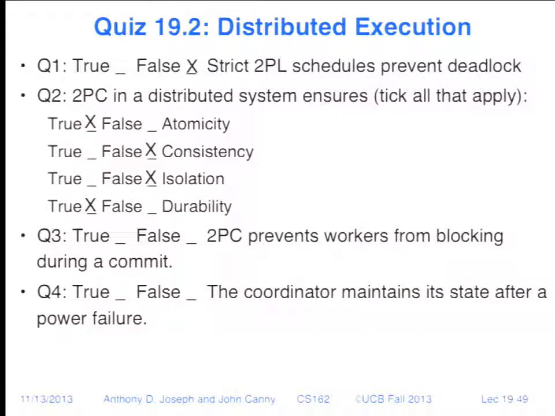All right. Does two-phase commit prevent workers from blocking during a commit? Right. In fact, blocking is effectively one of the states in the elaborated state machines, if you include faults. So no. And let's see, the coordinator maintains its state after a power failure. True or false? Yeah, it should be true.